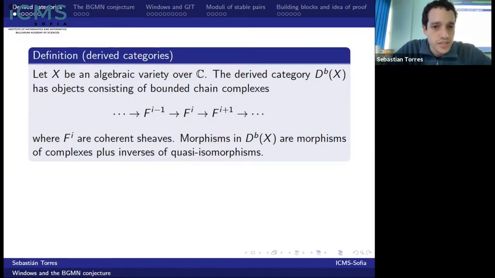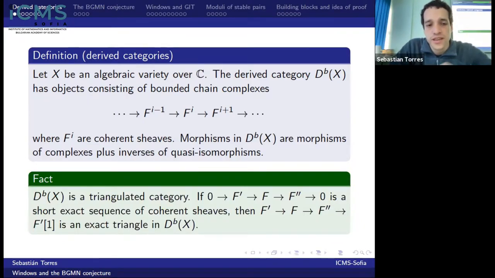And well, it's not just that. In order to define the derived category, you need to impose that if you have a quasi-isomorphism in the derived category, it becomes an isomorphism. So you sort of localize at those quasi-isomorphisms, meaning that you make up inverses for those. So that's really roughly what it is.